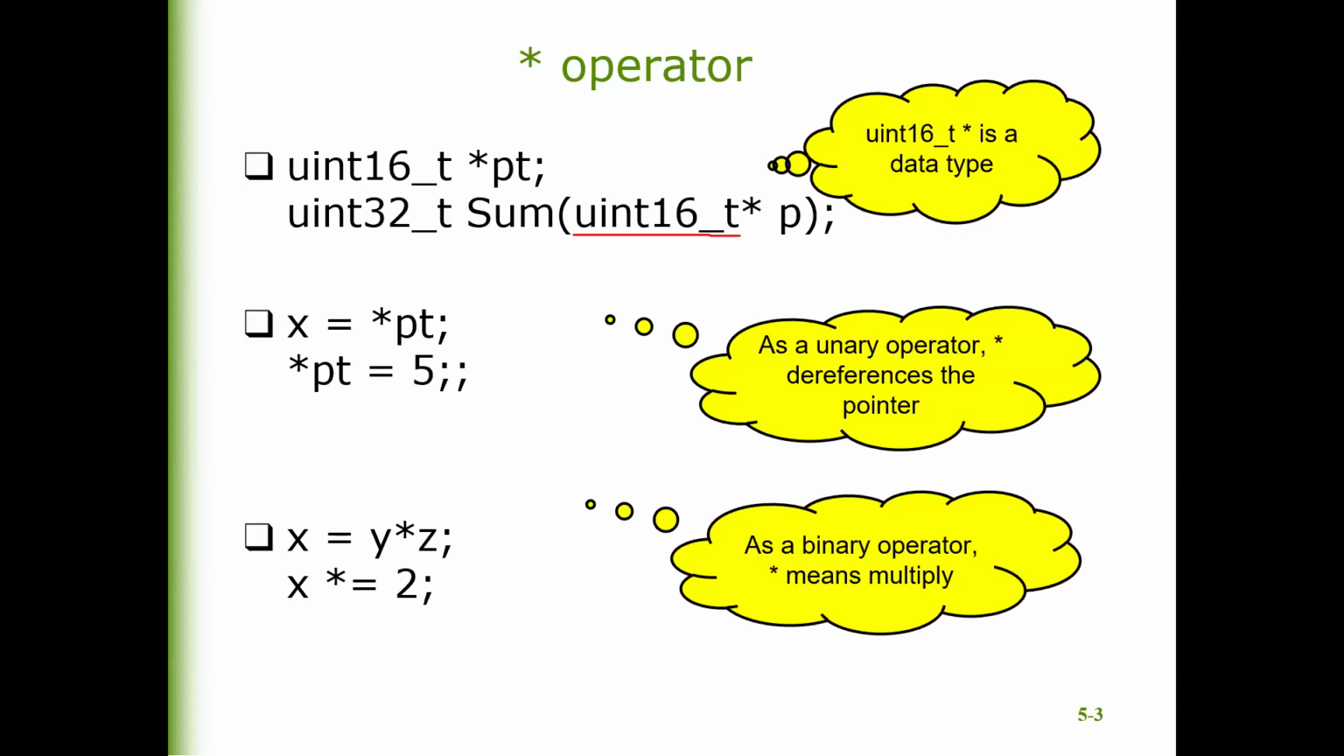For the binary operator, the star is just multiplication. So x equals y times z, and x star equals 2 just means x equals x times 2. Okay.